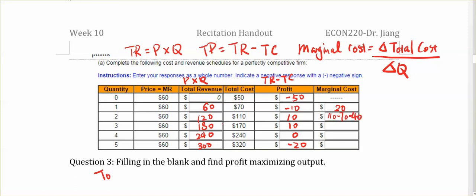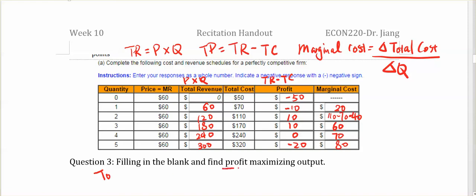Next, if we increase from 2 to 3 output, our cost increases by 60. And if we increase output from 3 to 4, our cost increases by 70. And if we increase quantity from 4 to 5, the total cost changes from 240 to 320, and we get 80. So now we have filled in the blanks.